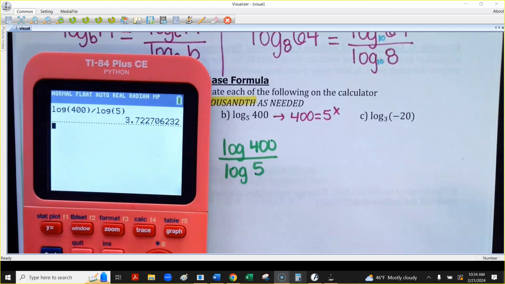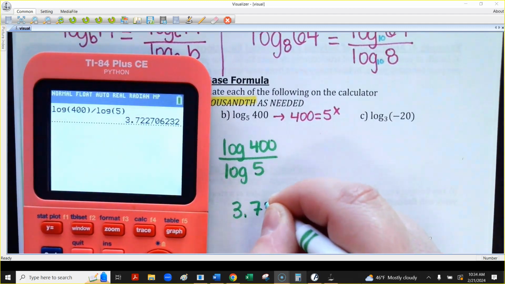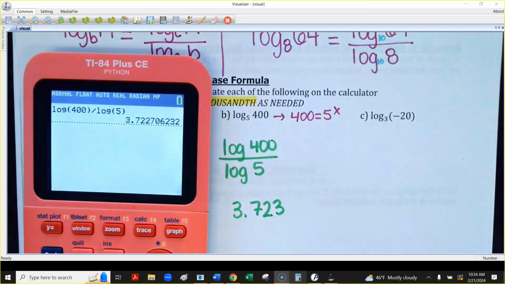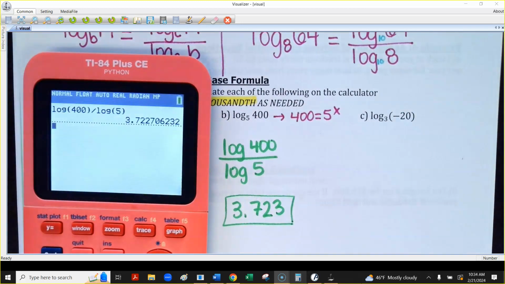So I'm getting 3.723. The more decimal places you have, the more accurate it will be. So if you do want to check your answer, the further out you go. So this should be 5 to the 3.723 power. And it's a little bit off because, like I told you, I was rounding it. Is anybody having a question?